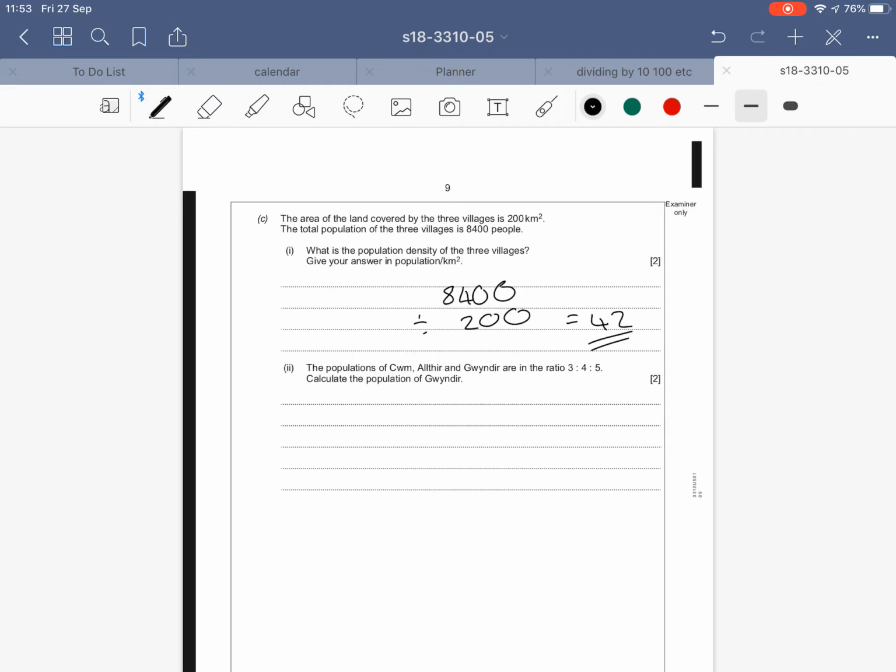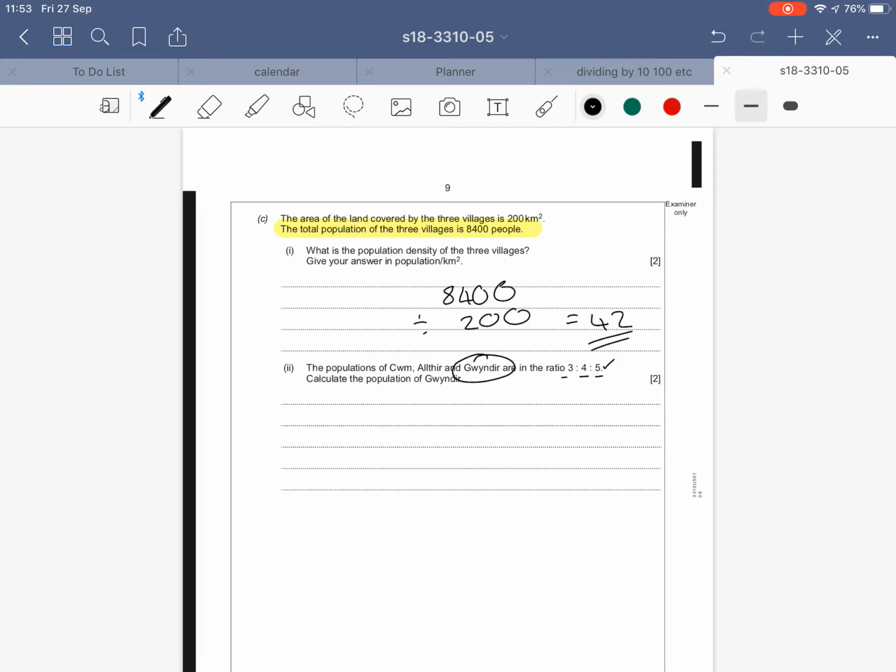Population of the 3 places is in the ratio of 3 to 4 to 5. Calculate the population of Glyndŵr. So they told you above the population of all 3 villages is 8,400. So you're sharing 8,400 in the ratio of 3 to 4 to 5. But they only want the Glyndŵr one, so they only want the 5 one.